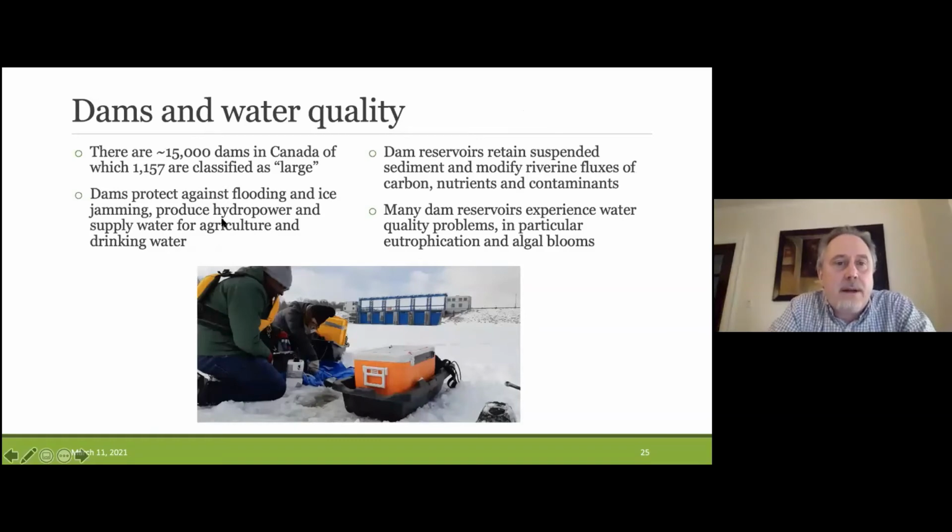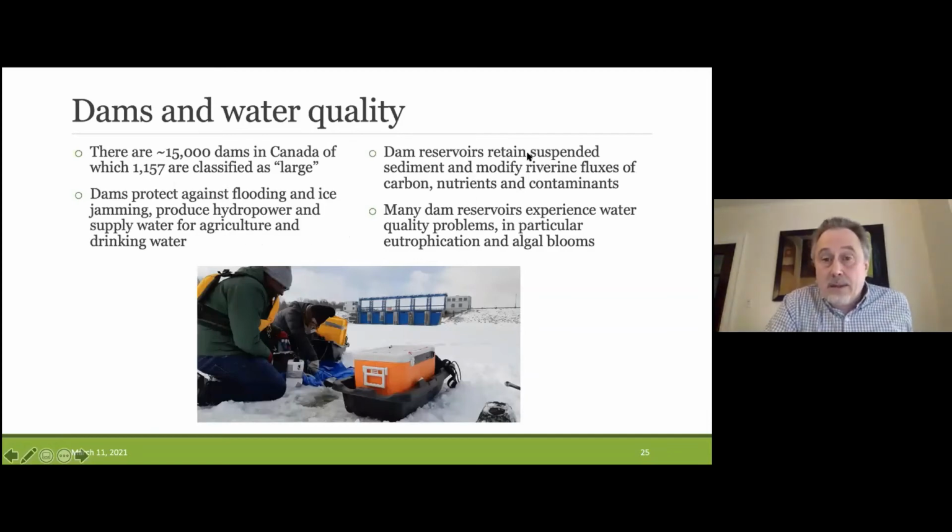Just as background information, there are about 15,000 dams in Canada, and over 1,000 are classified as large, so higher than 15 meters. Obviously, these dams have a lot of beneficial functions. They protect against flooding and ice jamming, they produce hydropower, and they supply water for agriculture and drinking water.